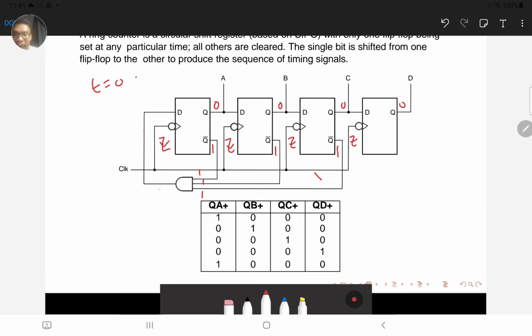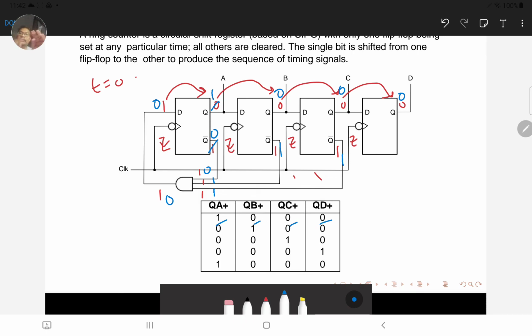Since Q is 0, therefore Q bar is a 1, so we get 1 on the D. So when we give a negative edge of the clock, this one is going to transfer here, this 0 is going to transfer there, and at the next clock it changes. Okay, so we can see that in fact, the value of 1 is going to get transferred. So initially, we are going to have 1, 0, 0, 0.